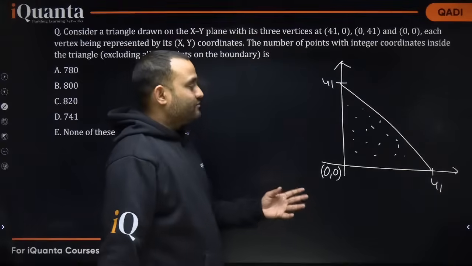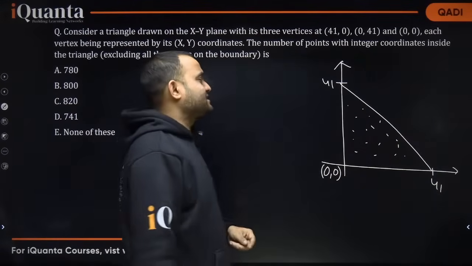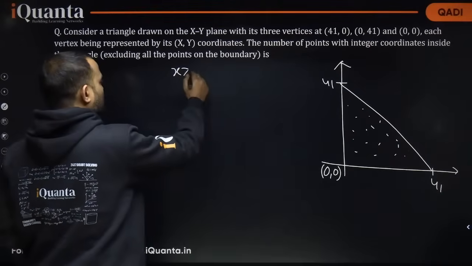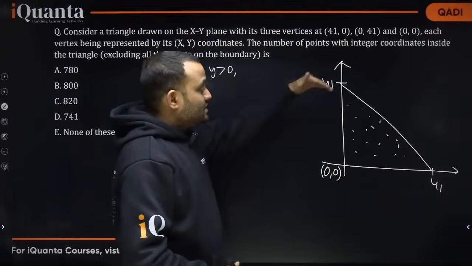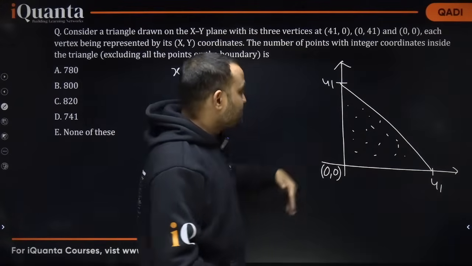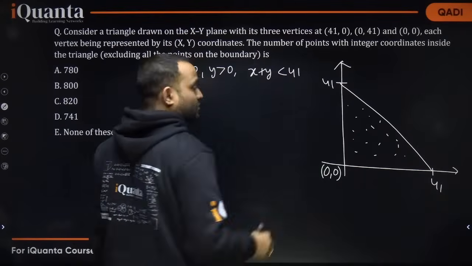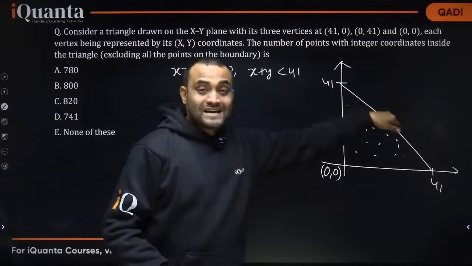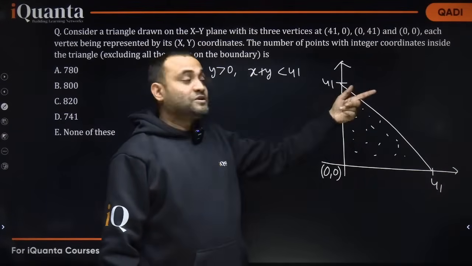So basically, what's this line? We need to think about x and y. x is greater than 0, y is greater than 0. Also, all the points should be below this line. That means x plus y should be less than 41. This line is x plus y equal to 41. Below this, it will be x plus y less than 41.